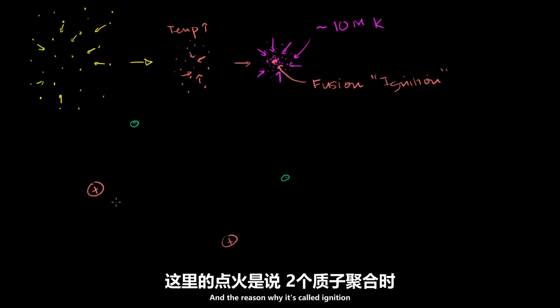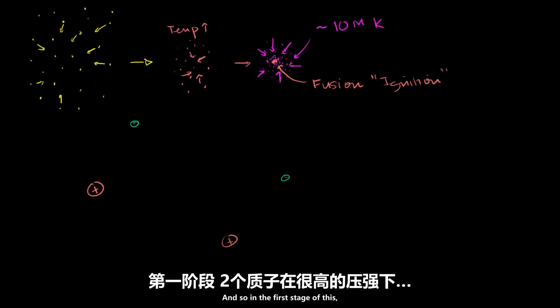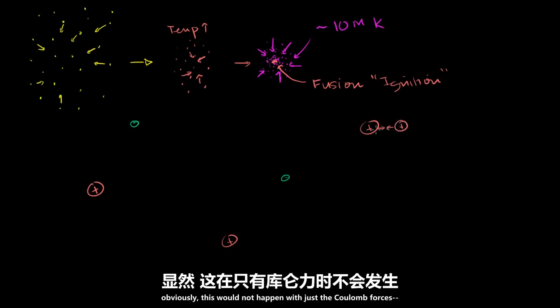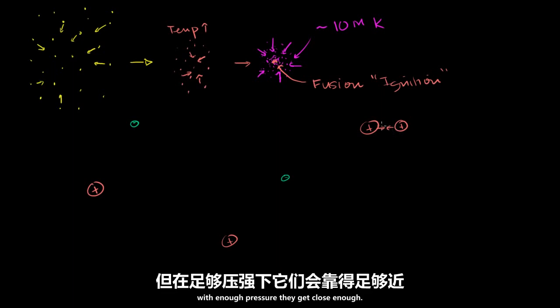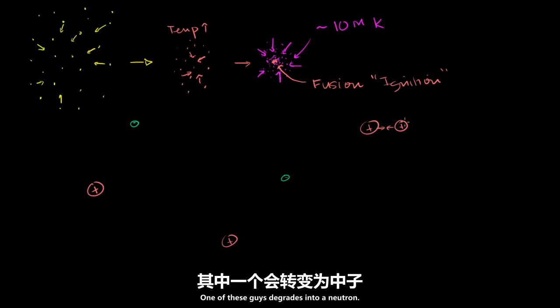And the reason why it's called ignition is because when two of these protons, or two of the nuclei fuse, the resulting nucleus has a slightly smaller mass. And so in the first stage of this, you actually have two protons under enough pressure. Obviously, this would not happen with just the Coulomb forces. With enough pressure, they get close enough, and then the strong interaction actually keeps them together. One of these guys degrades into a neutron.